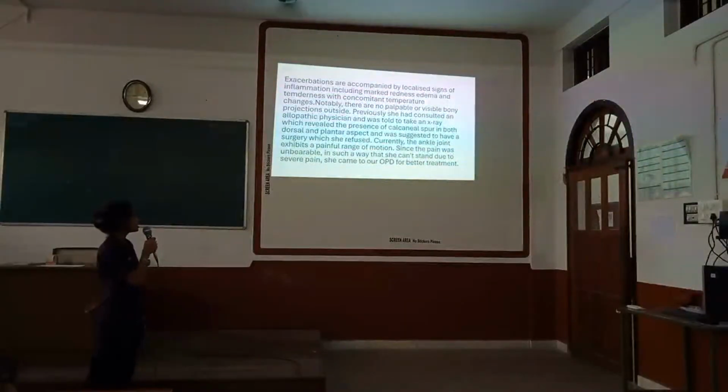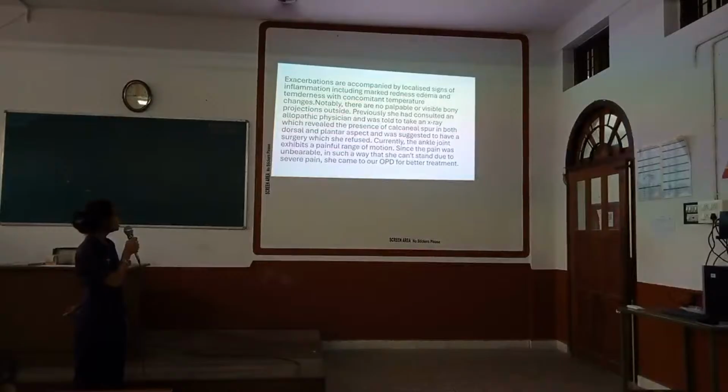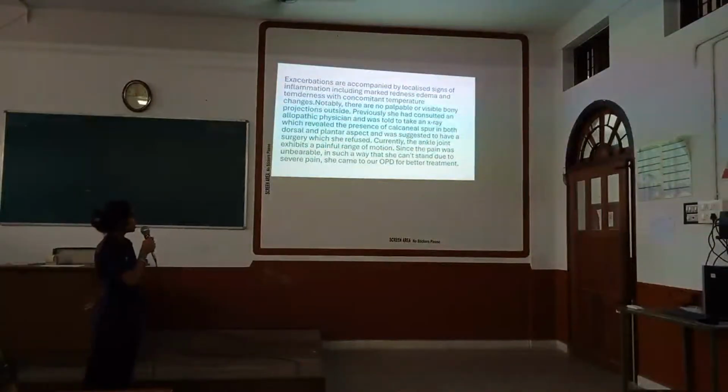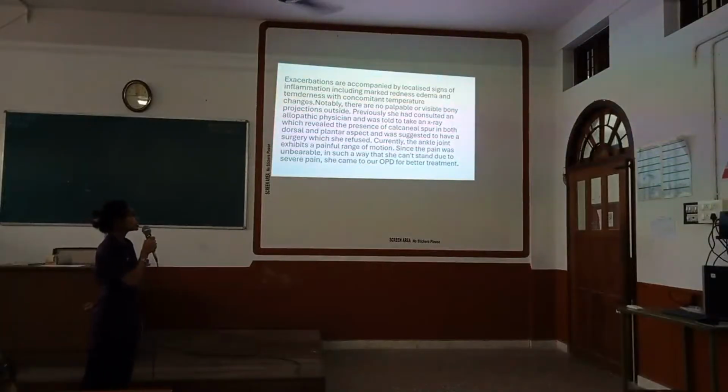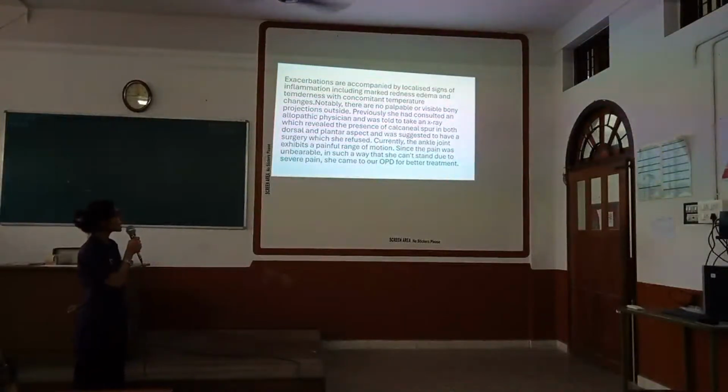Exacerbations are accompanied by localized signs of inflammation, including marked redness, edema, and tenderness with concomitant temperature changes. Notably, there are no palpable or visible bony projections outside. Previously, she had consulted an allopathic physician and was told to take an X-ray, which revealed the presence of calcaneal spur in both dorsal and plantar aspects, and surgery was suggested, which she refused.